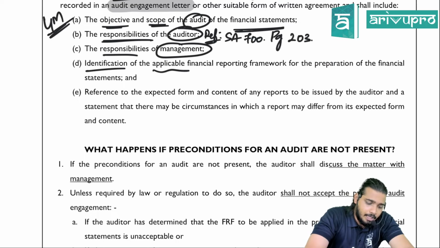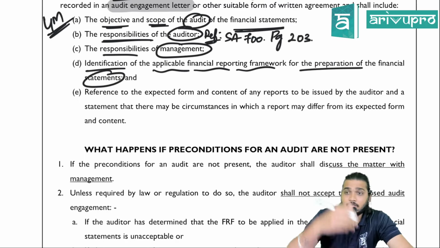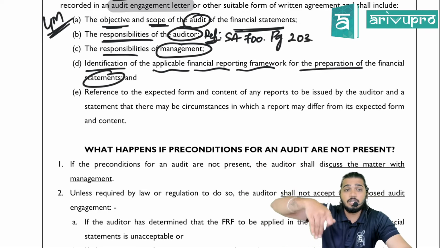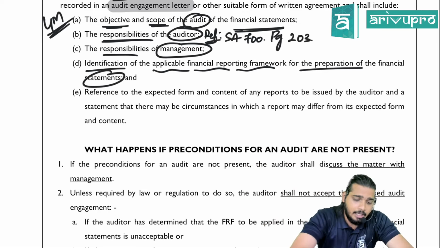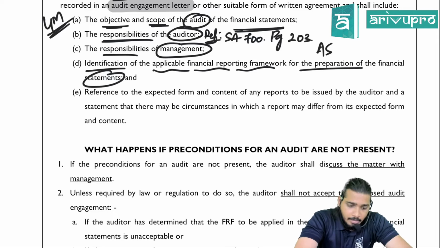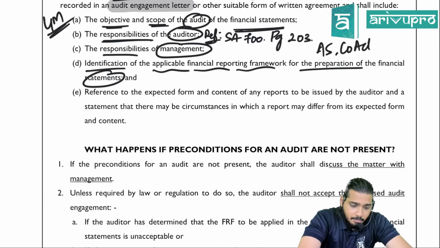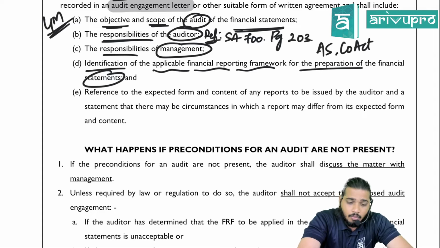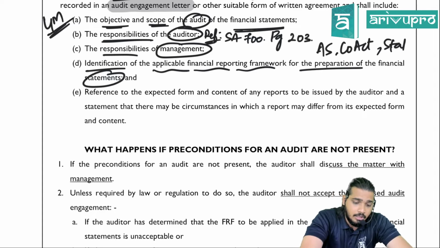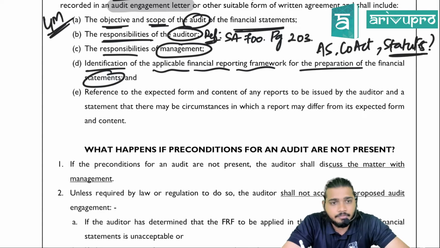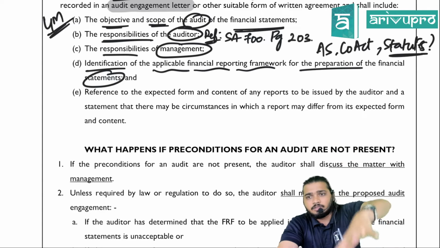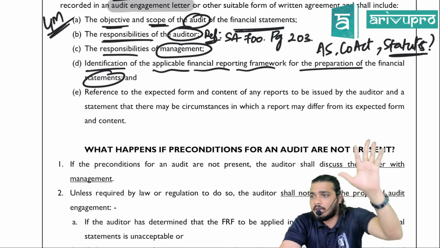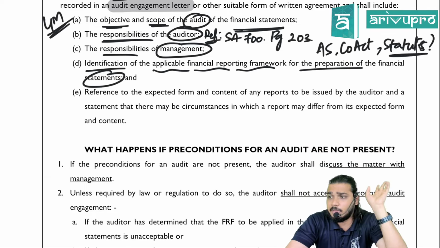Identification of applicable financial reporting framework for the preparation of financial statements. What is the framework under which financial statements should be prepared? Like which AS is applicable, which act is applicable? Is it the Companies Act? Is it some other act? What are the different statutes that are applicable in the case? Mention that. Put up a list. Which are the acts that are applicable for your client should be there in the engagement letter.